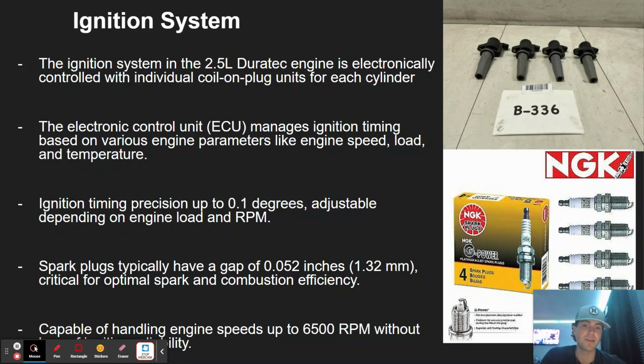The electronic control unit, or the ECU, plays a critical role in the system and continuously monitors various engine parameters such as speed, load, and temperature. Based on all of this data, the ECU adjusts the ignition timing to ensure optimal performance and efficiency at all times. This capability is vital for maintaining consistent power output and reducing fuel consumption.